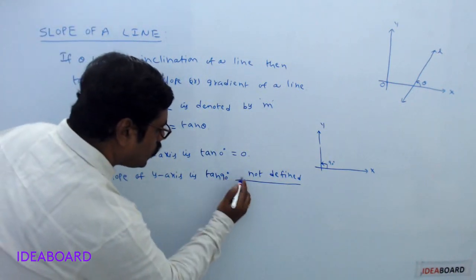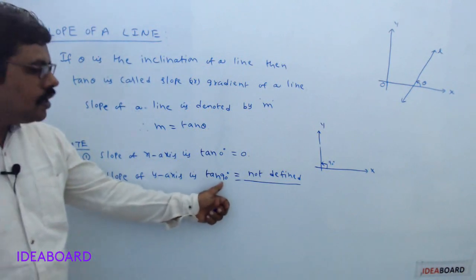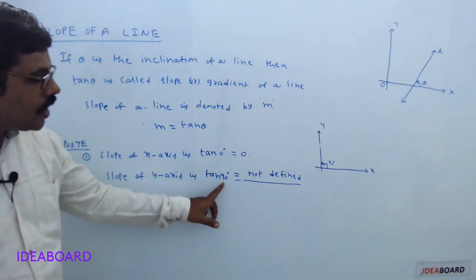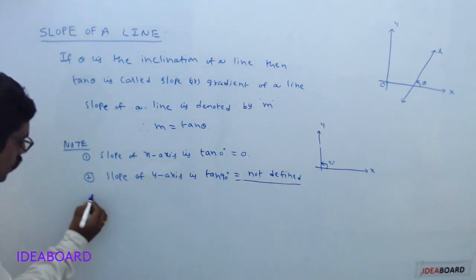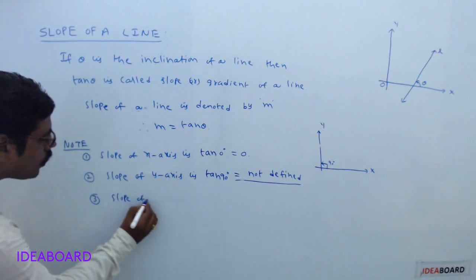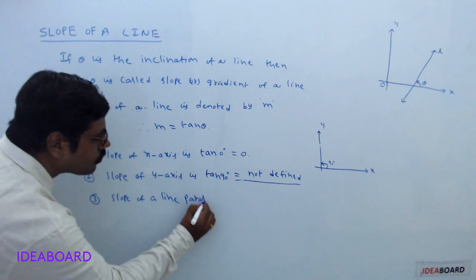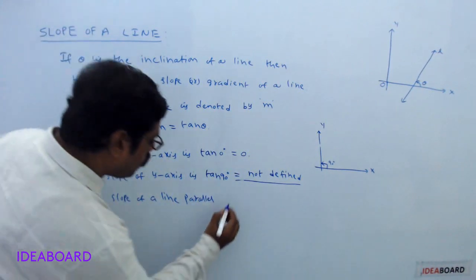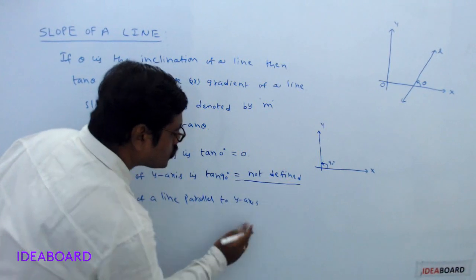Or you can write down the equality symbol, no problem. So, slope of y-axis is tan 90 degrees. Tan 90 degree value is not defined. Then come to the third point. Slope of a line parallel to y-axis.